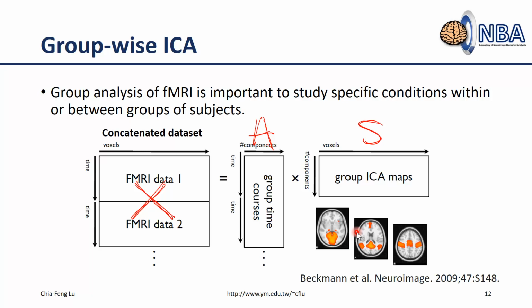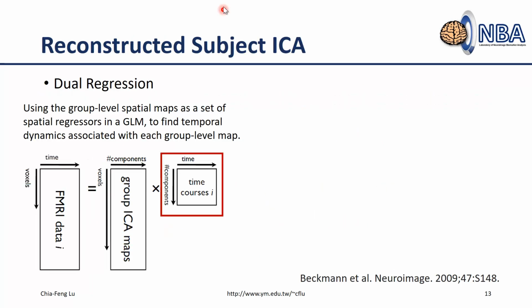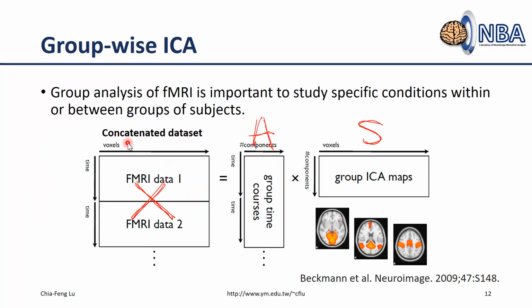So what you need to do right now is a so-called reconstruction. One of the famous methods is so-called dual regression. Dual means 2 times, double. So you can see dual regression is composed of 2 different steps. The first step is right here. If you successfully perform the group-wise ICA and you have the group ICA maps on hand, now you try to reconstruct the subject ICA map.